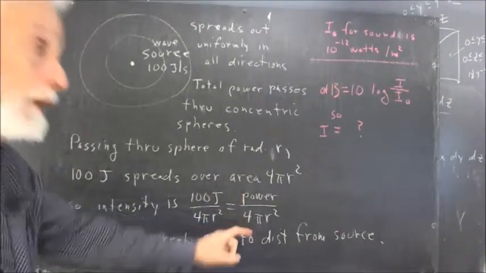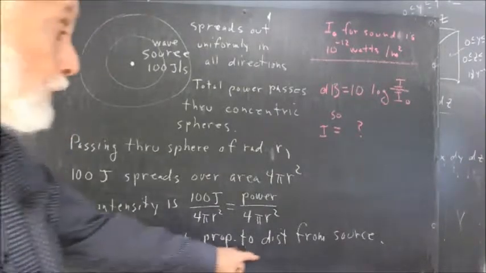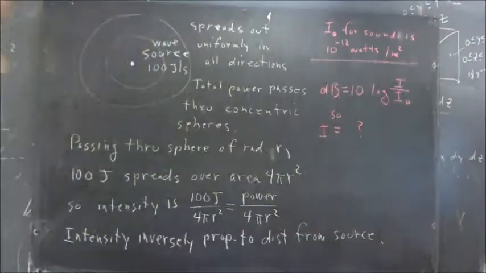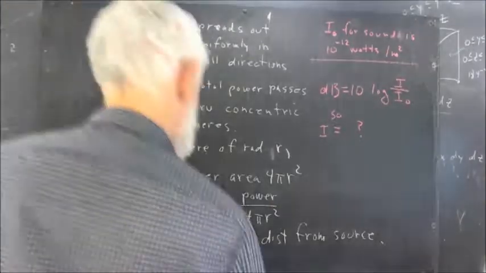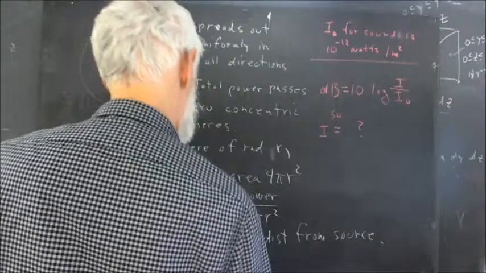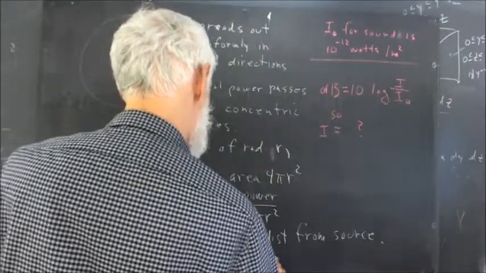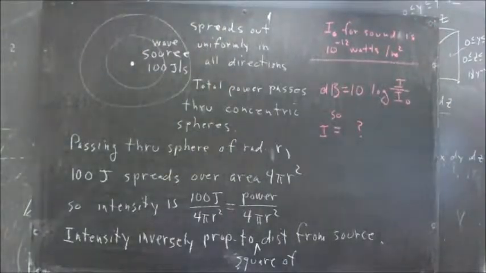It's power over area. So intensity in this case is inversely proportional to the square of the distance from the source. How in the world did I leave that out? The square of the distance from the source.